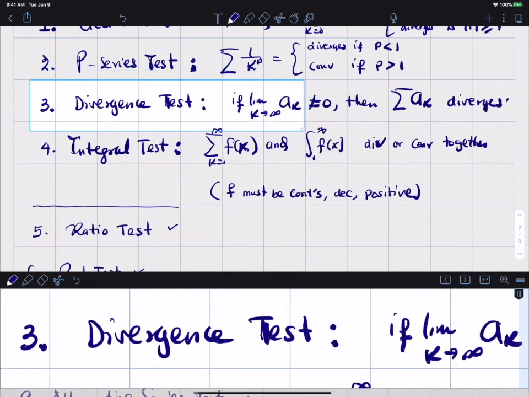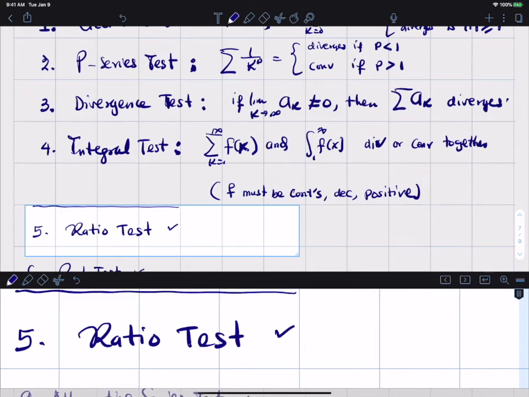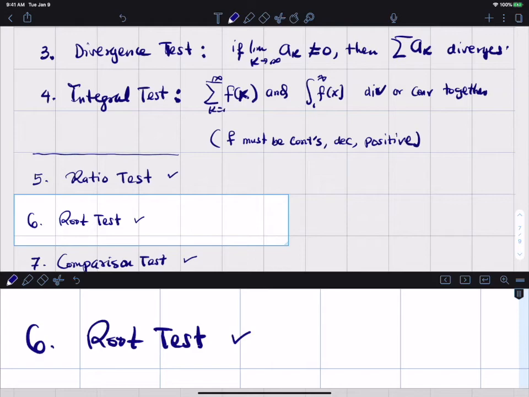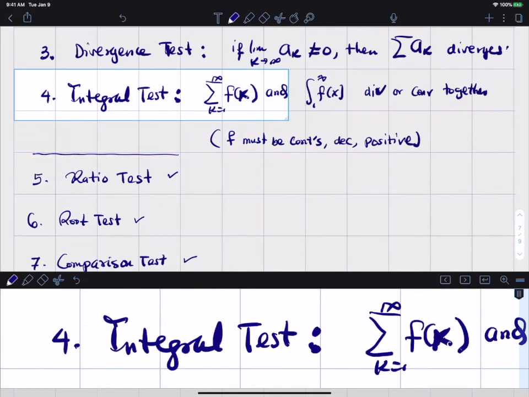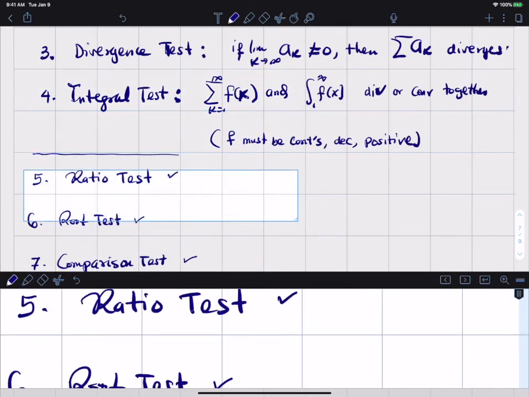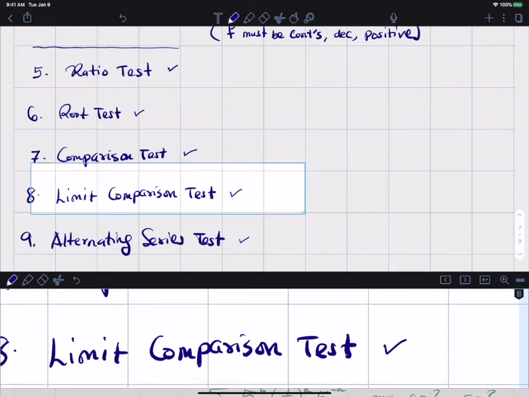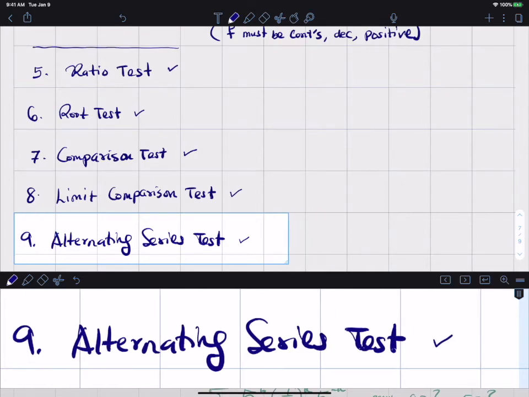If the divergence test doesn't work, because it's very easy, think of the integral test, right? The ratio test or the root test. Usually, the ratio test is easier, then the root test might be easier than the integral test. So these three are in one category. If they don't work, then think of the comparison test or the limit comparison test. And then, if it's an alternating series, use the alternating series test.